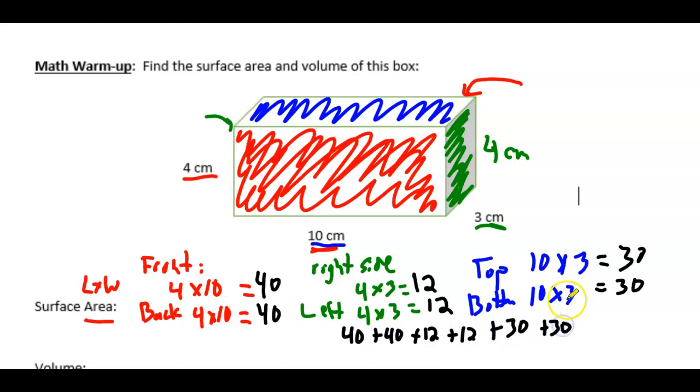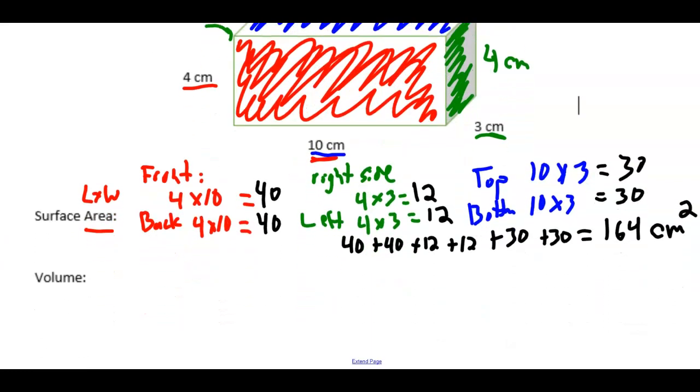Now there are other ways to find surface area. I kind of did it this extended way just so you can see where all the numbers come from. Okay, and all together, if I add all these up, and calculators are fine, I get a total of 164, and my units were centimeters, and because I did all of these were centimeters times centimeters, centimeters squared is going to be my unit. Okay, so surface area is a little complicated to solve.